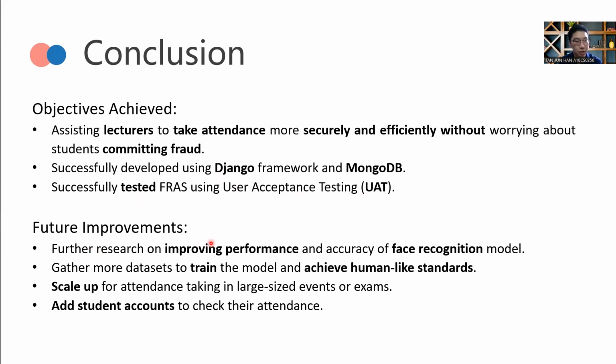And the future improvement that can be done is future research on improving the performance and accuracy of the face recognition model. The second one will be to gather more data sets and train the model and achieve human-like standards. The third one will be to scale up attendance taking in large science events or exams. The last one will be adding student account to let the students check their own attendance.